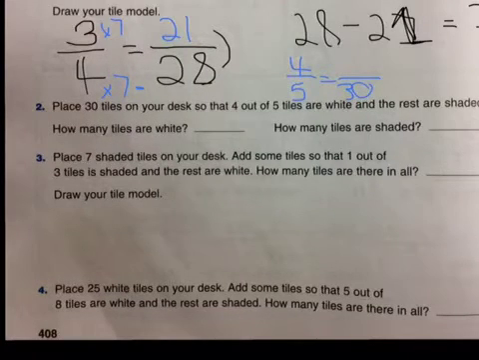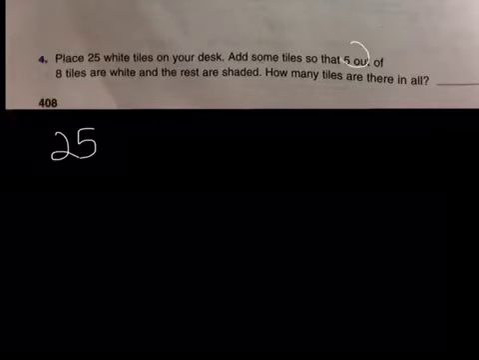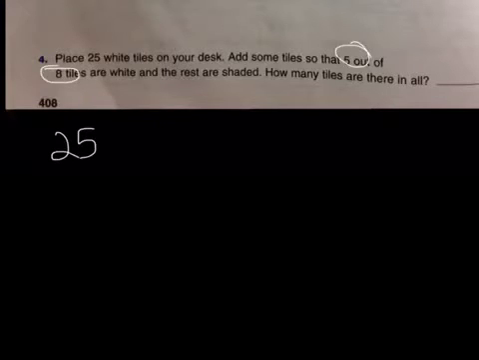Number 3 and 4 are very similar. Please go ahead and try these on your own. 3 and 4 will be checked in class. Actually, let's take a look at 4 more carefully. Right here. Okay? We have 25 counters. So let's do 25. Okay? And add some tiles so that 5 out of the 8 tiles are white, and the rest are shaded.